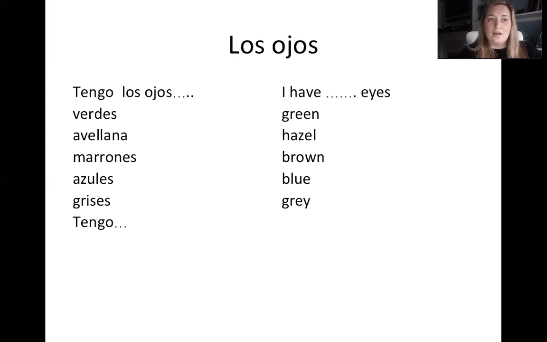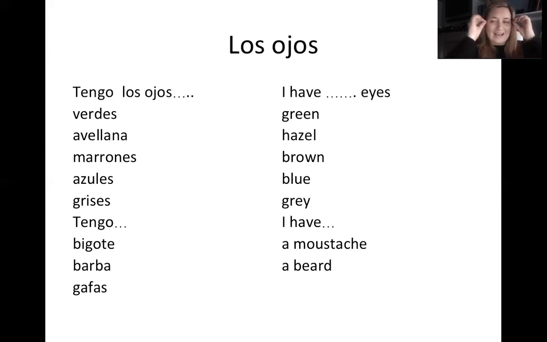And then our little added bit on, a little bit of extra description that we've seen. Tengo, I have, bigote, moustache, yeah. Tengo barba, a beard. Tengo gafas, glasses.